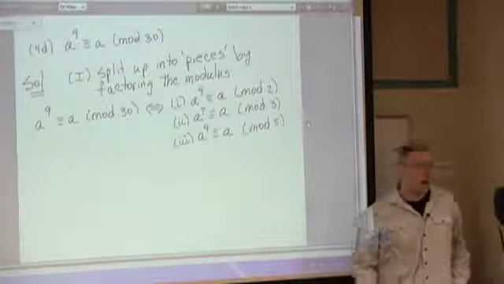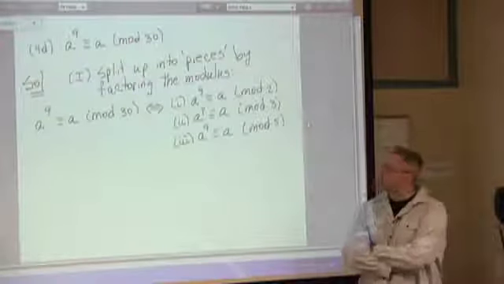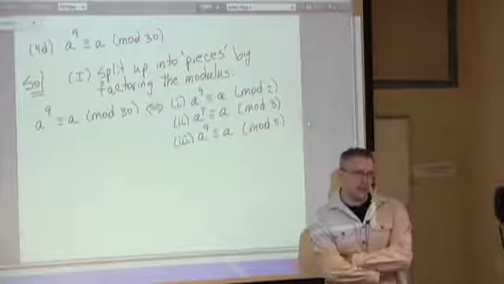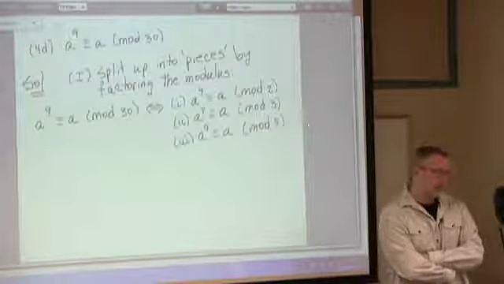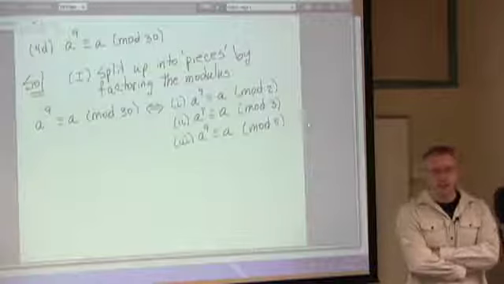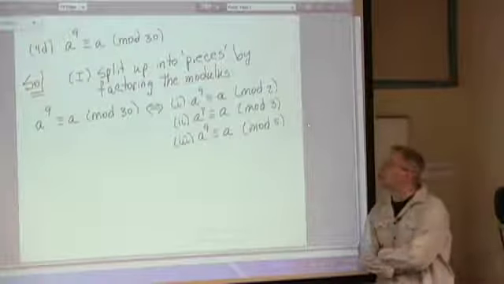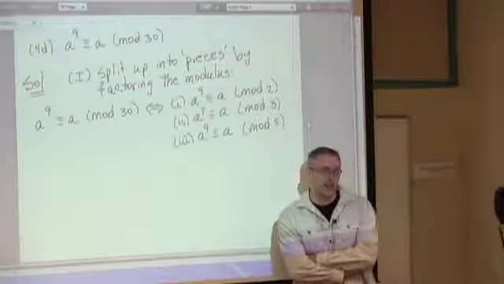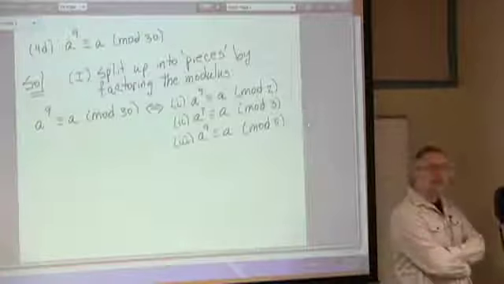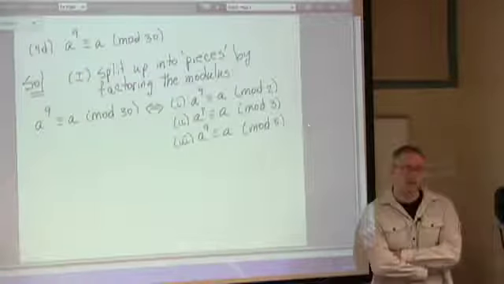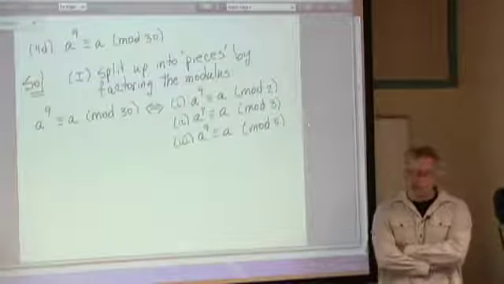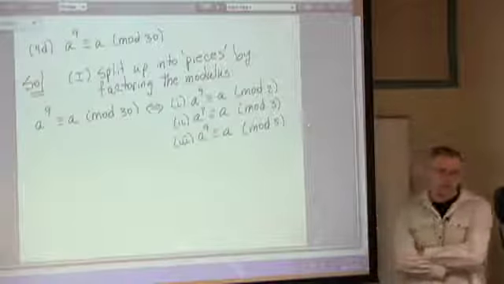Okay. So if 30 divides a to the 9th minus a, then all the factors are going to divide it as well, right? 2, 3, and 5, okay? And conversely, if 2, 3, and 5 divide a to the 9th minus a, then by a theorem that we have talked about before, their product, because they're pairwise relatively prime, we can squish them all together and the product's going to divide it, right?